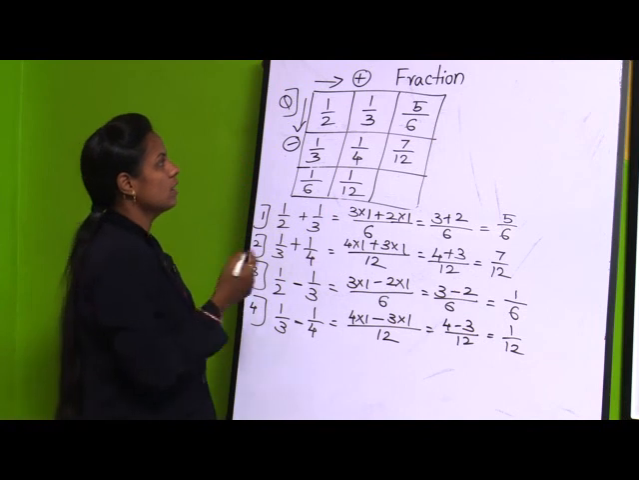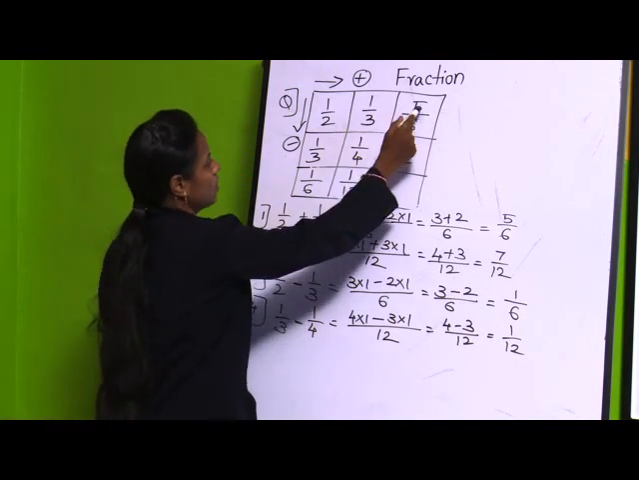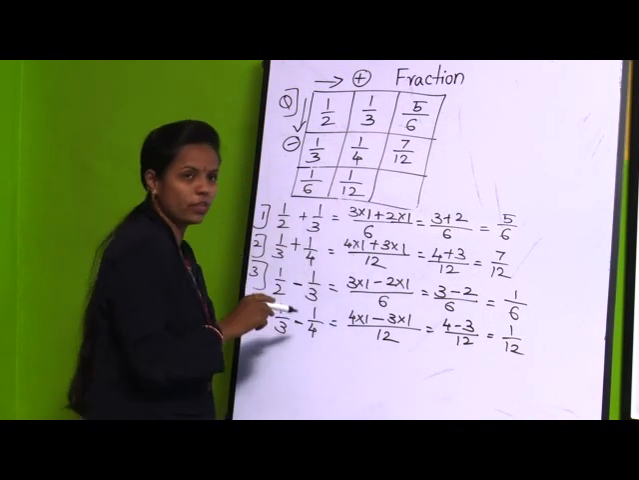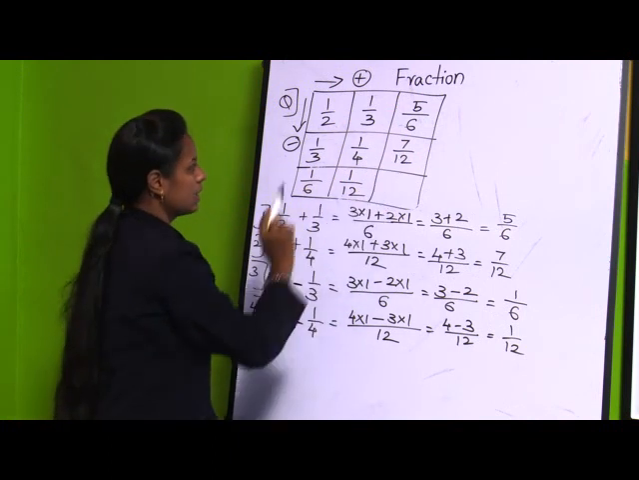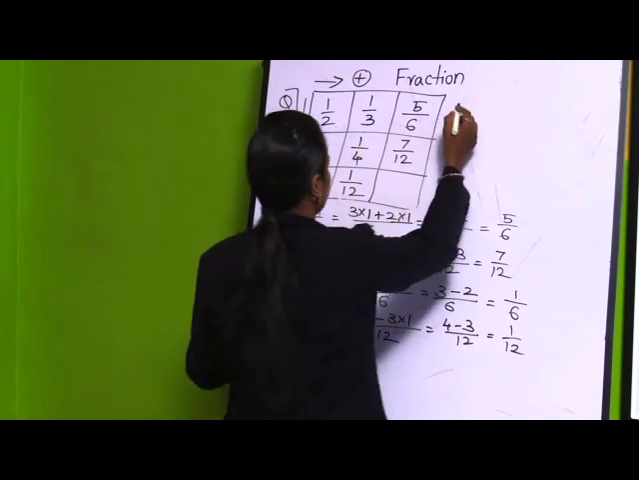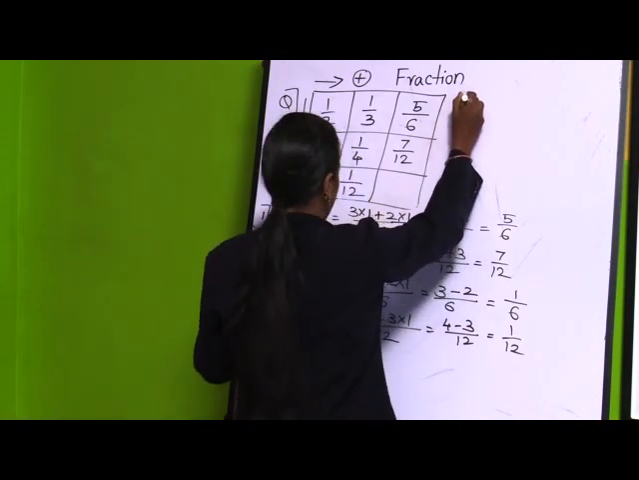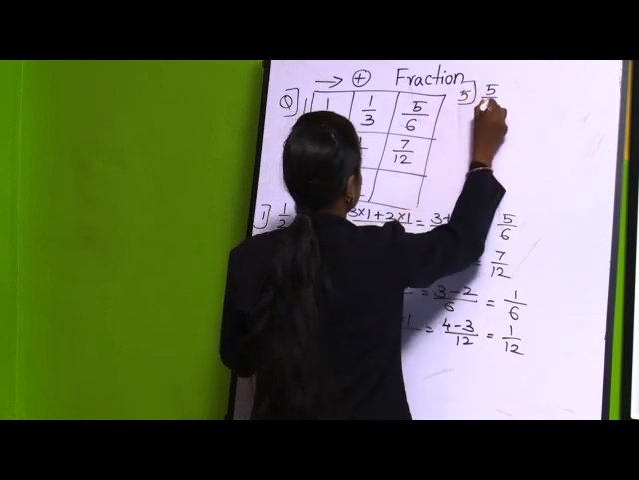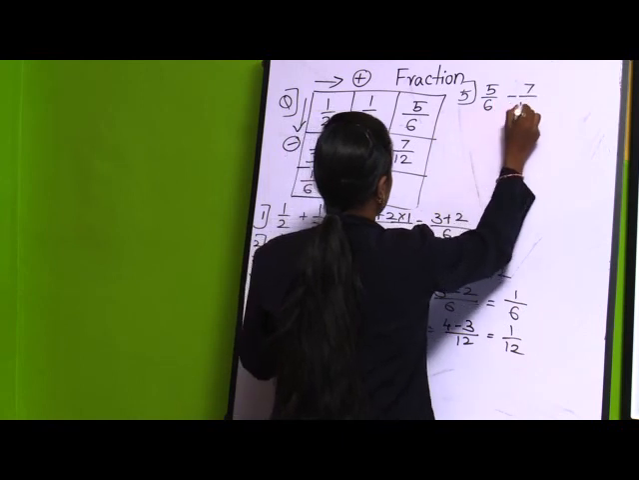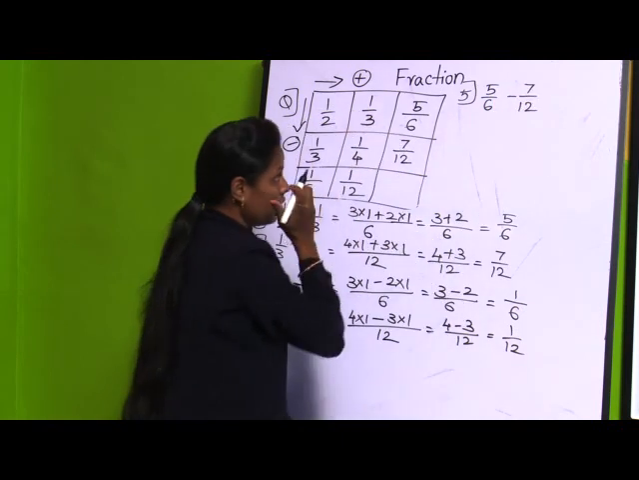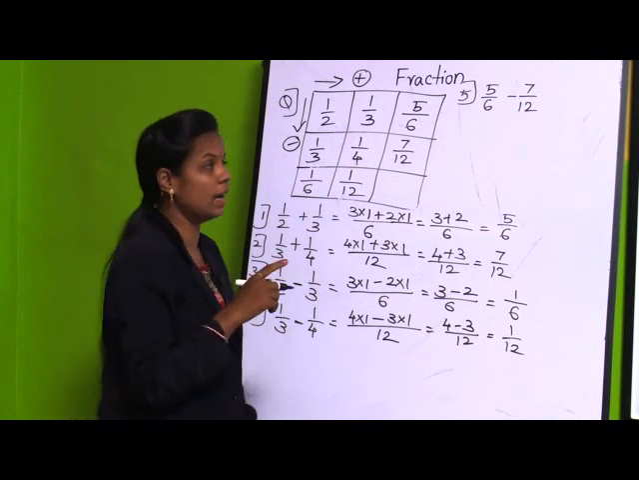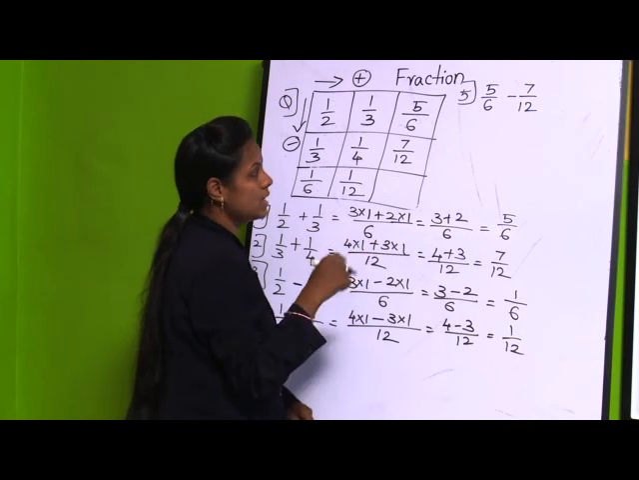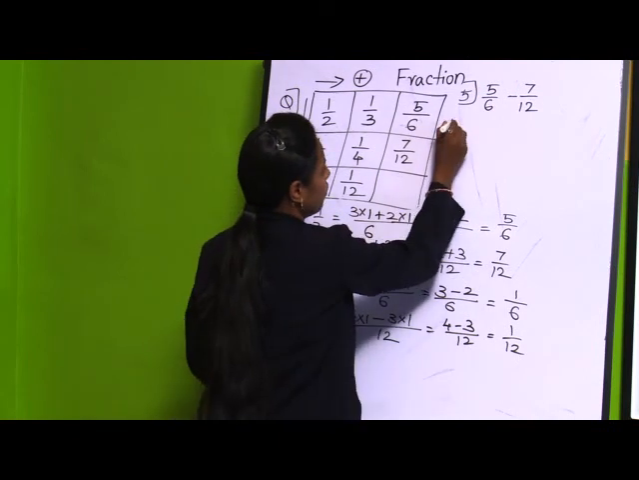Okay. Now next step, we can do the subtraction of these two fractions and the addition of these two fractions to get this last answer. So let us see how we can do it. So we have the fifth step, 5 upon 6 minus 7 upon 12. So here we know that we have the different LCM. So taking the LCM and making it the same denominator, let us see how we can do it.